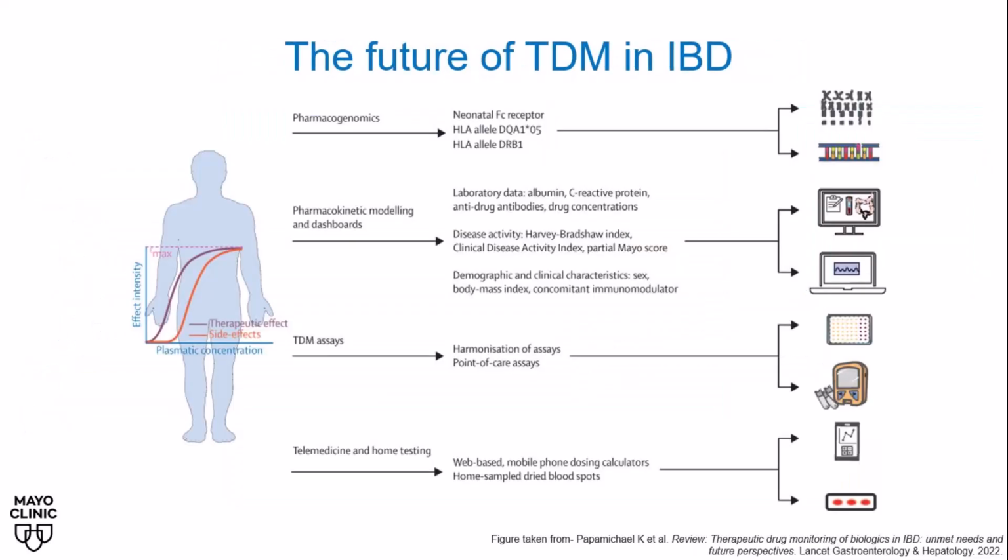And what does the future look like? We talked about what the current state is and what's available to us. It would be the combination of using pharmacogenomics, understanding that person's risk factors for developing anti-drug antibodies or having a lower likelihood of response and complications that have been linked to the HLA allele. Then using pharmacokinetic modeling and dashboards: albumin, C-reactive protein, whether that patient has had anti-drug antibodies in the past, some of the drug concentrations if we're using proactive monitoring, and clinical disease activity indices, and then understanding more about that patient. So it's not just patient A, but we actually really know more information.